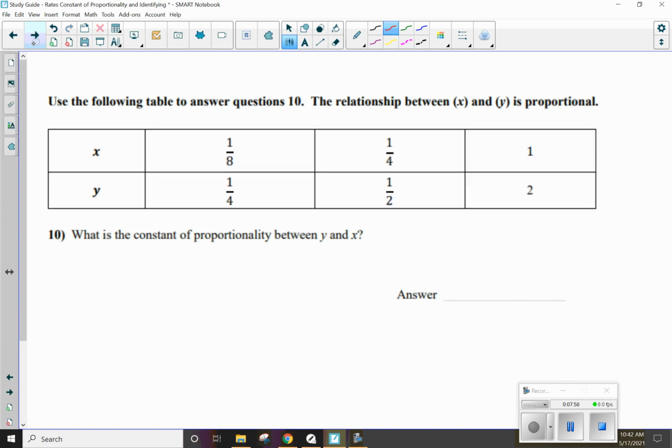Number 10, again, what is the constant of proportionality? We already know that it's proportional. So again, we're just going to divide y by x. I'm going to use this column here because my numbers are not fractions. My y is 2. My x is 1, which means our constant of proportionality is 2/1, or just 2.